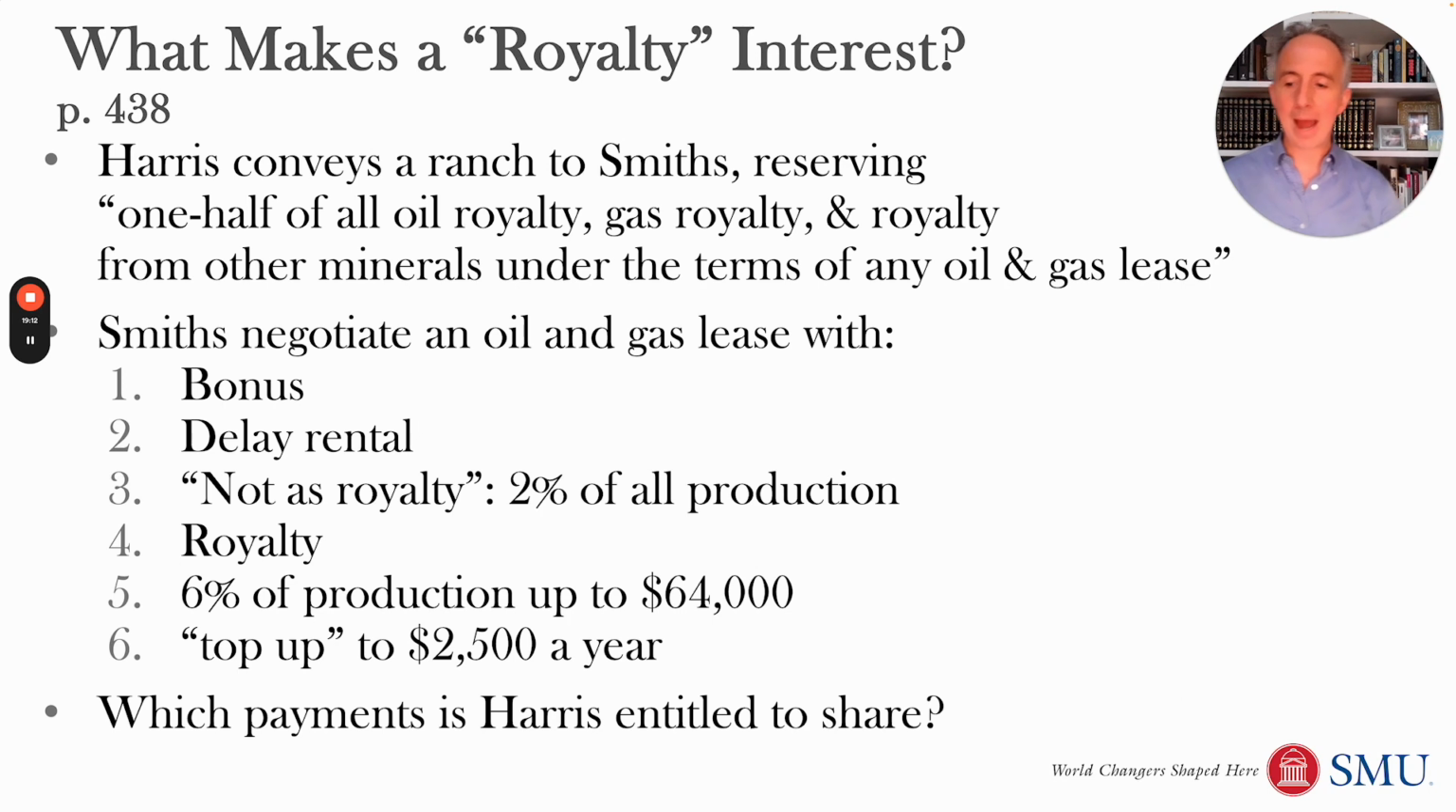So let's go back and look at this. Yes, according to the Texas Supreme Court, undoubtedly this not as royalty, 2% of production, that is absolutely a royalty. On the other hand, the court says a sum certain of production, like $64,000, that is to be paid out of production, like this 6% of production up to $64,000, does not count as a royalty. That's a bonus, doesn't get shared with Harris. Okay, we'll see in a future class, so there might be something wrong with this from Smith's perspective. Smiths may get in trouble for doing this, but just at the base level of is it a royalty that has to be shared with Harris?